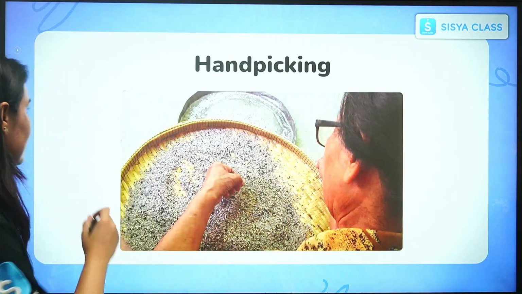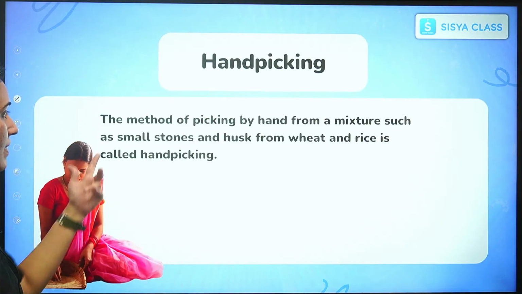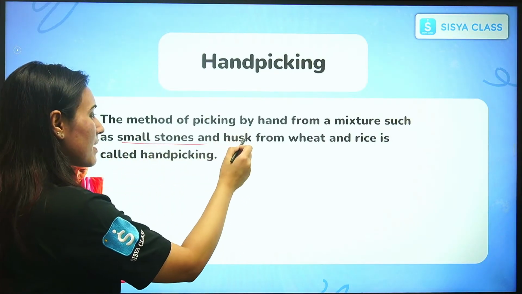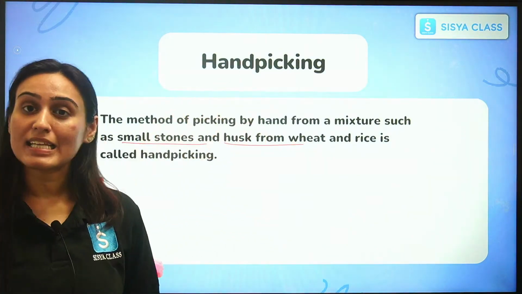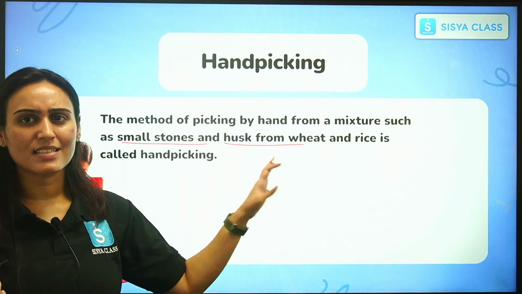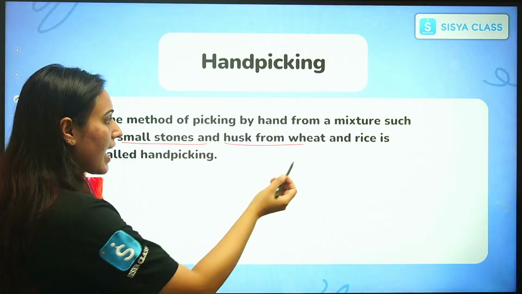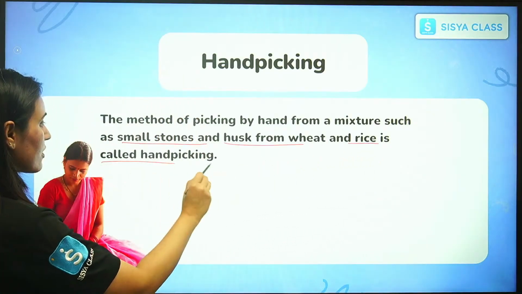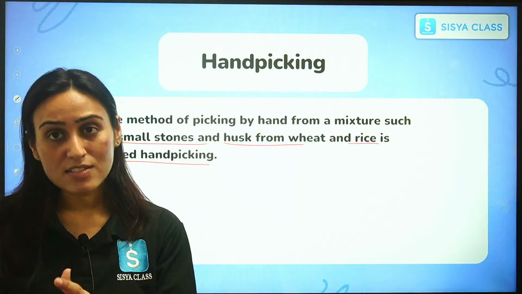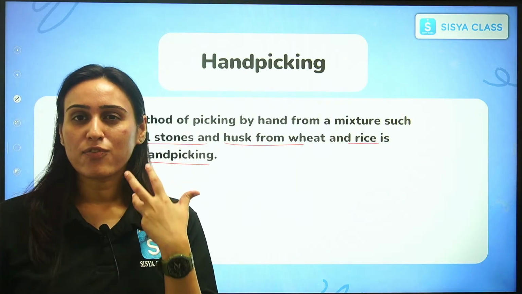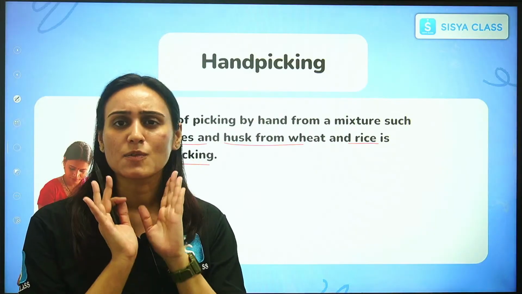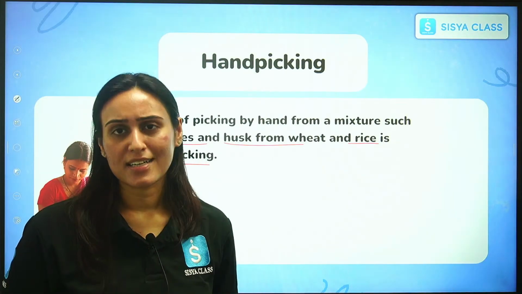Okay, so the method of picking by hand from a mixture such as small stones, maybe husk from the wheat. We will see that there are also other ways by which you can remove husk from wheat. This is the simplest method, right? And from rice, this is what we mean by hand picking, right? We all do that in our homes, and it is not going to work always, but for very large components of the mixture, yes, we can use this method. It is very, very simple. We can do that easily, right?